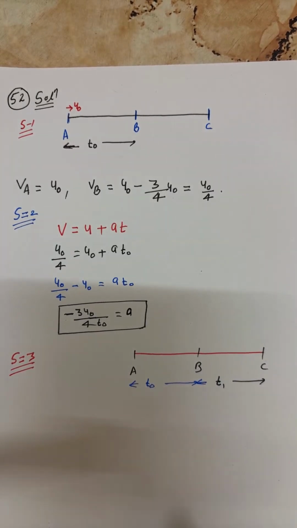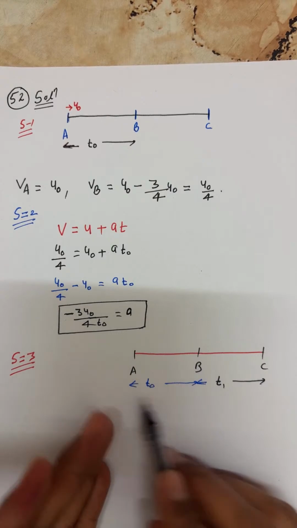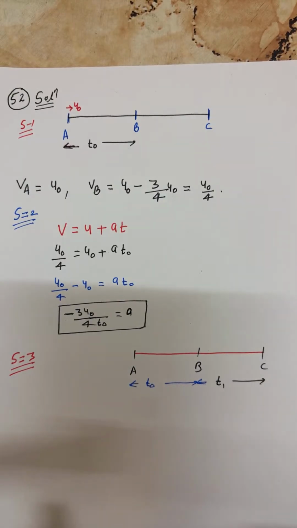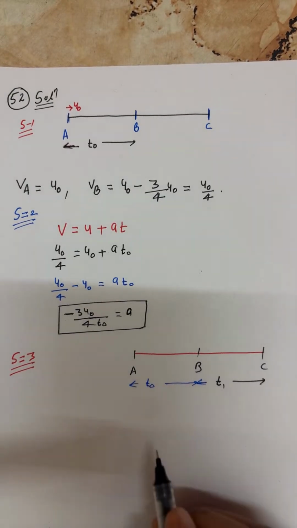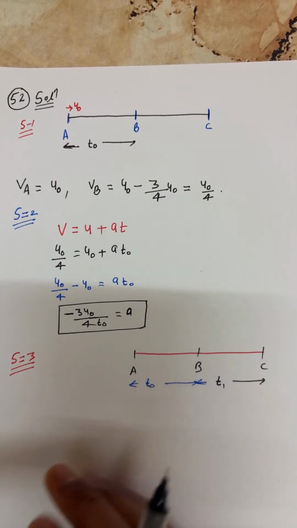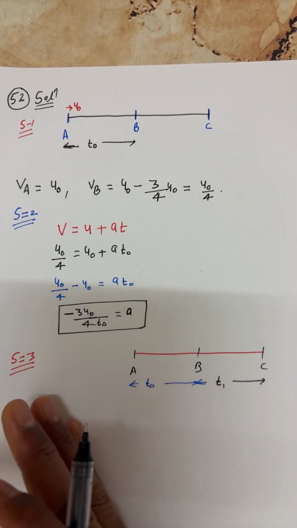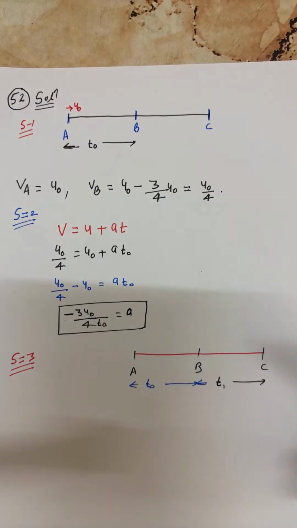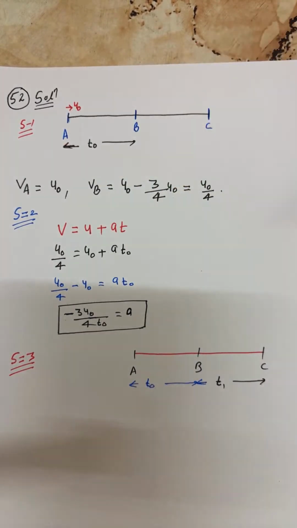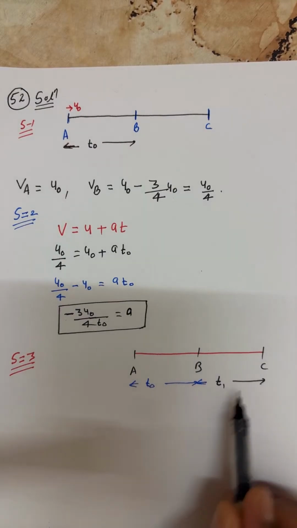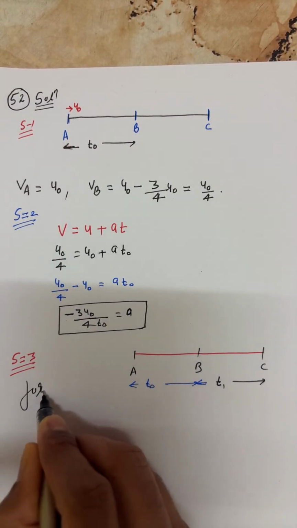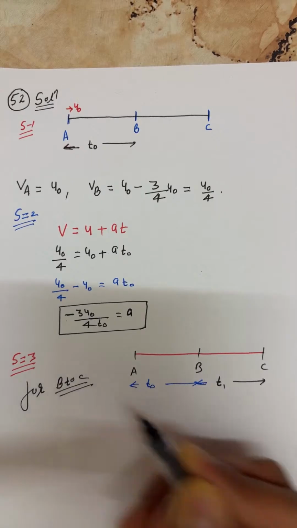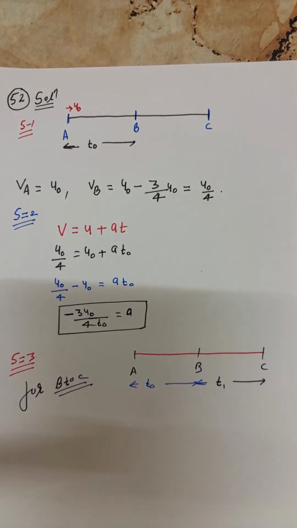In this question, we have to find the total time taken by the particle from point A to C. So here I'll find T1 and then add T naught and T1, then we'll get the final time. That is the question. So here I'm going to apply the equation of motion again, equation number first, but previously I applied it for A to B. Now I'm going to apply the equation of motion for B to C.